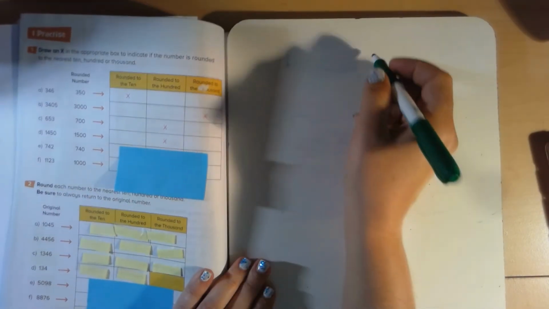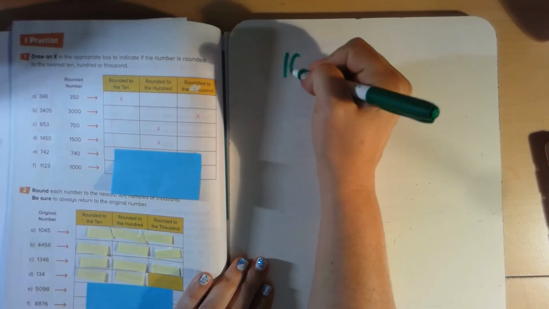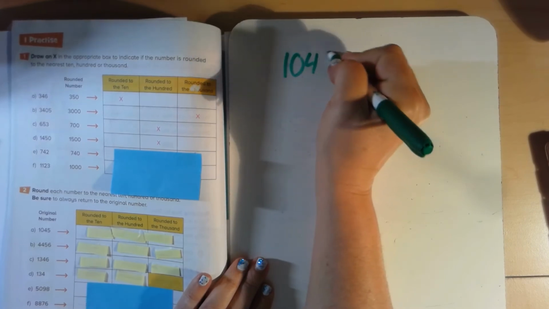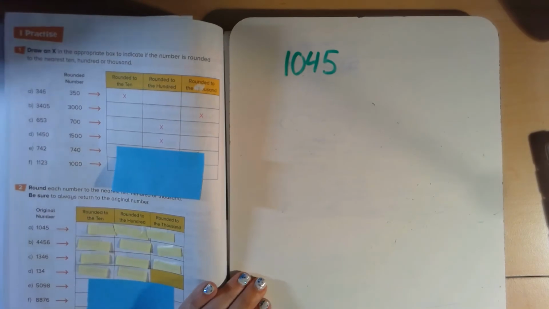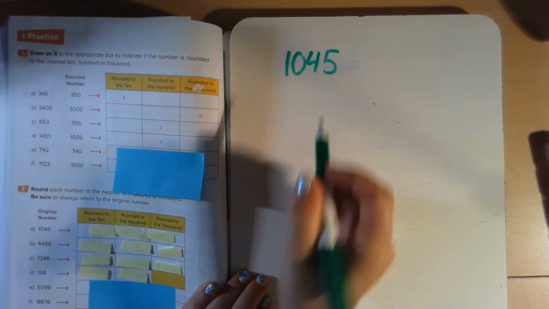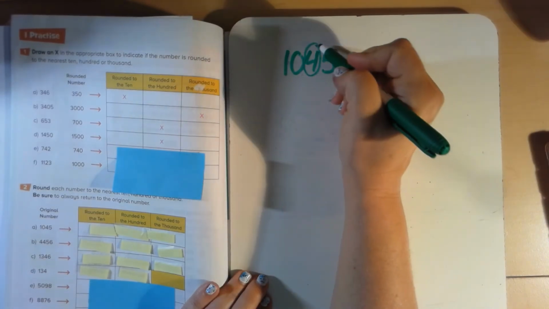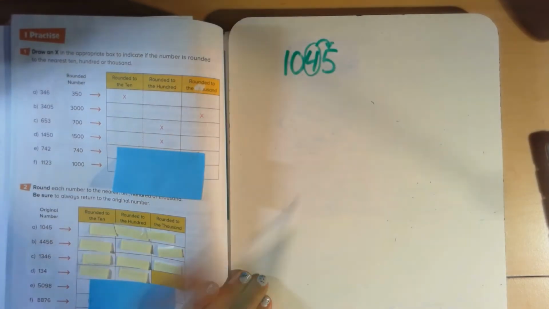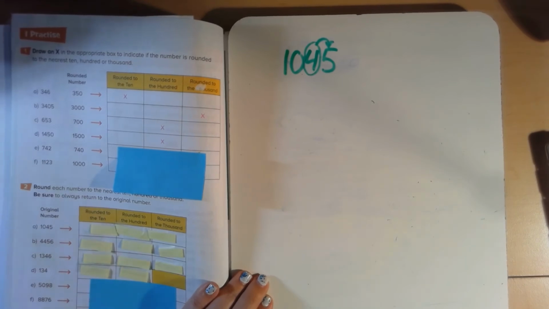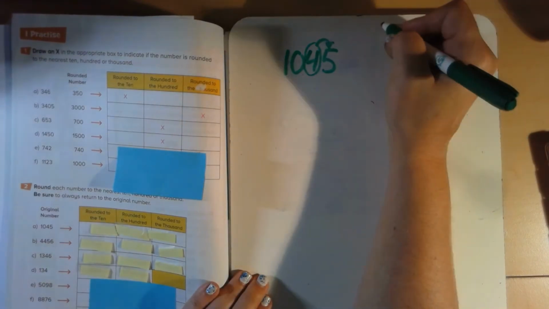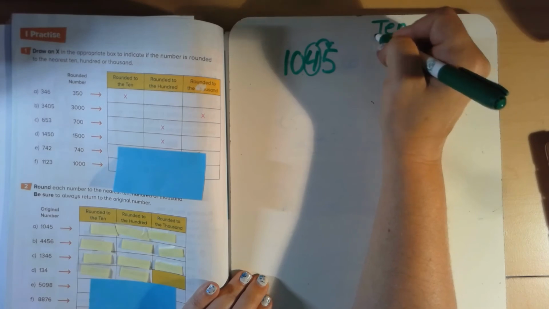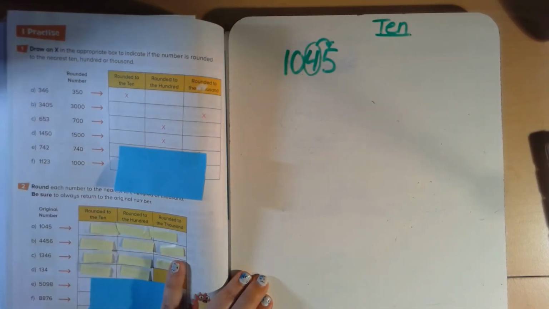Okay. And then we will take, I think, the color green. So I'm going to write the number 1,045. I want to round it to the nearest 10, so I'm going to circle my tens position. I'm going to look to the right. It's a 5. So if I'm going to round it to the nearest 10, the 5 tells me to round it up.